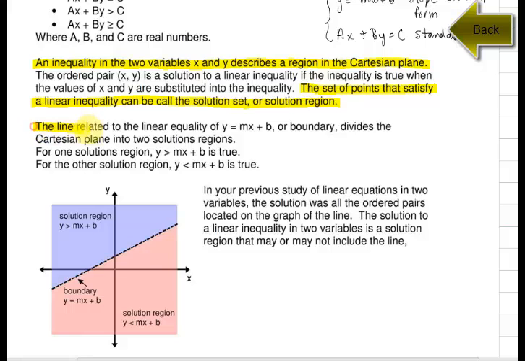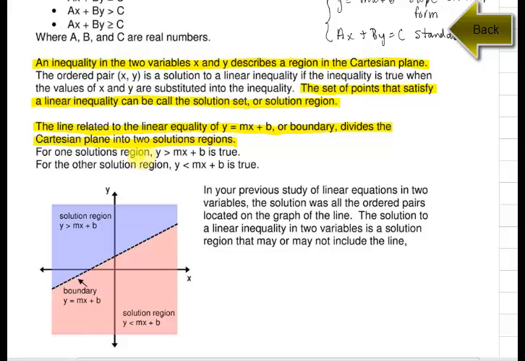So the line related to the linear inequality of y equals mx plus b, or boundary, divides the Cartesian plane into two solution regions. If I take an inequality and write it as an equality, it's the equality part that defines the boundary, which is the line that will separate what's above the line from what's below the line.